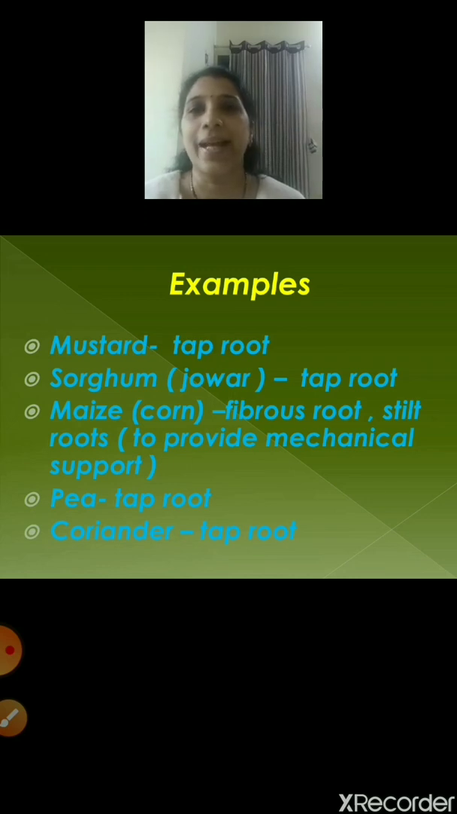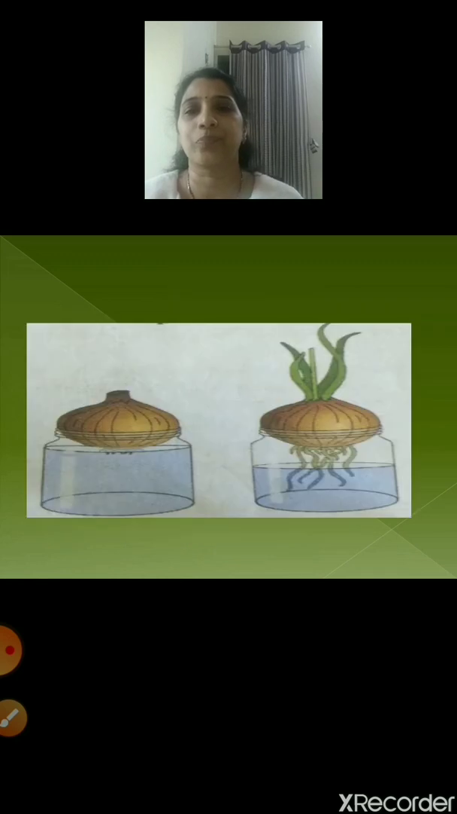Now mustard has got a tap root. Sorghum, that is jawar, has also got a tap root. Maize, that is corn, has got two types of roots, fibrous root and stilt root. And pea has got tap root. Coriander has also got a tap root.